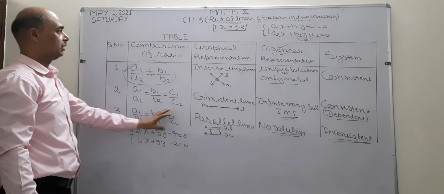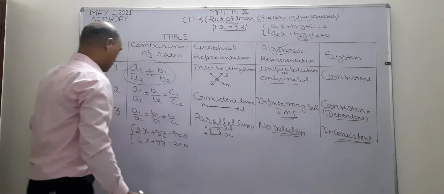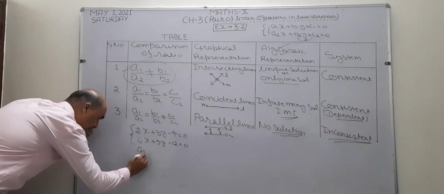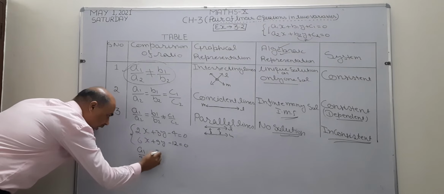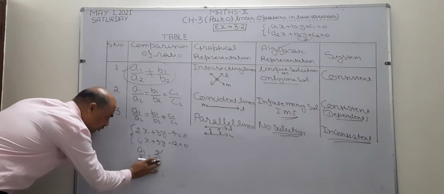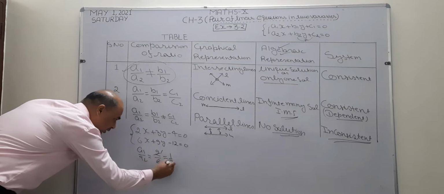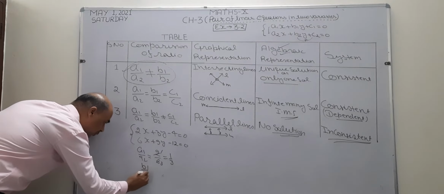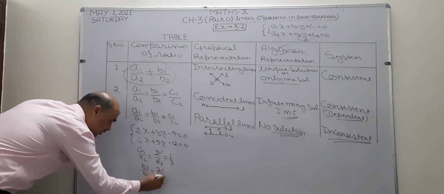Now I want to check the ratio of A1 by A2, B1 by B2, C1 by C2. Now I write here A1 by A2. What is the value of A1 by A2? 2 by 6. Now 2 ones are 2, 2 threes are 6. This becomes 1 by 3. Now what is the value of B1 by B2 from this pair? 3 by 9. 3 by 9 means 3 ones are 3, 3 threes are 9.